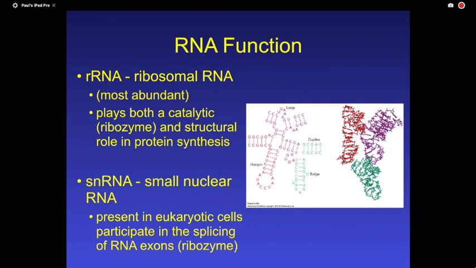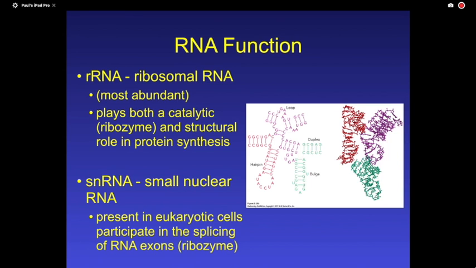Ribosomal RNA is the most abundant RNA in the biological cells by volume and mass. It plays both a catalytic, ribozyme, and a structural component as part of protein synthesis. It is itself an enzyme, but it works with a whole host of proteins that are a little bit more efficient in their enzymatic activity, but the ribozyme activity is essential in the process.